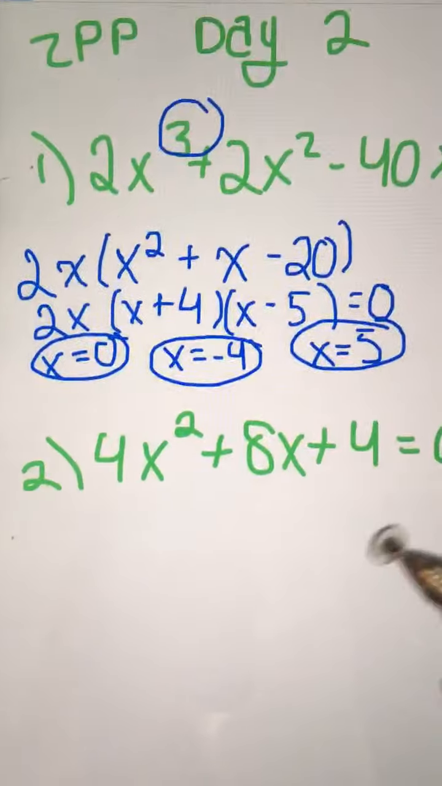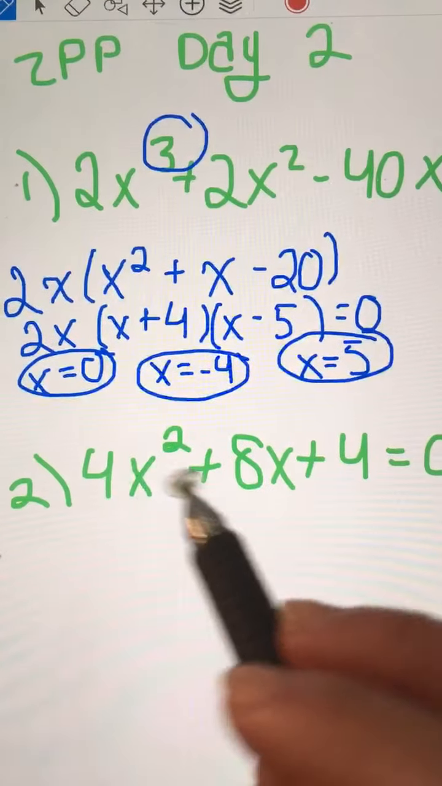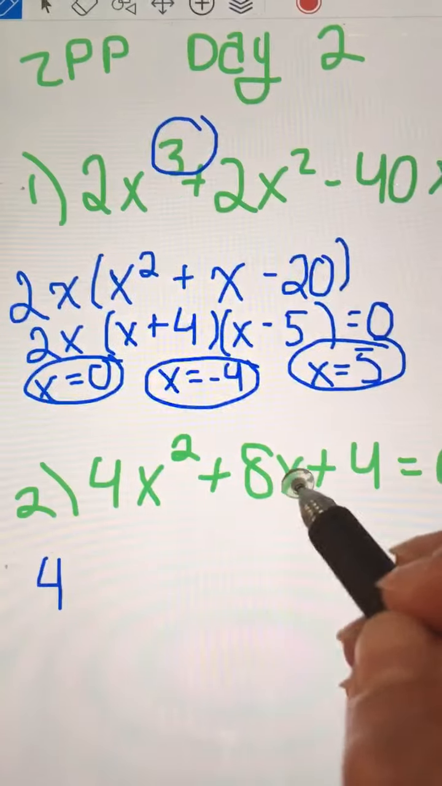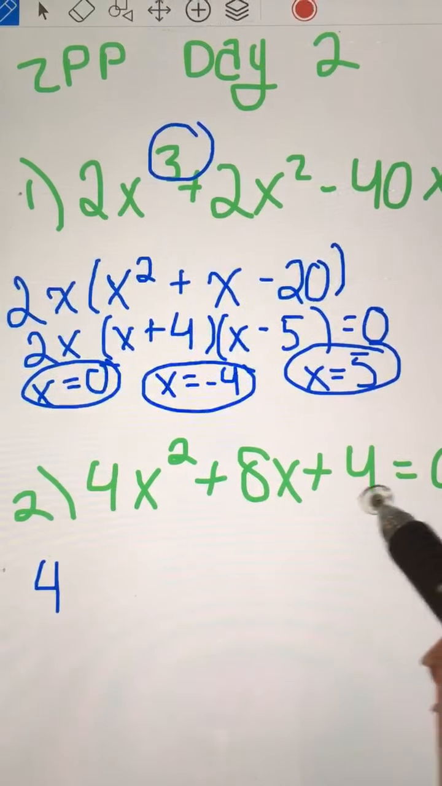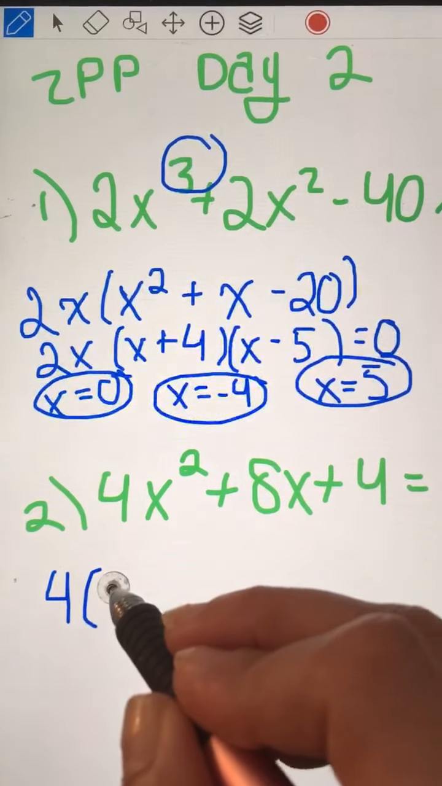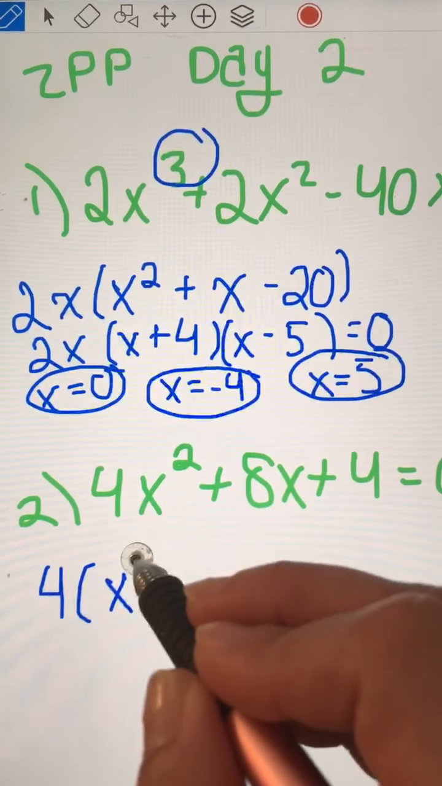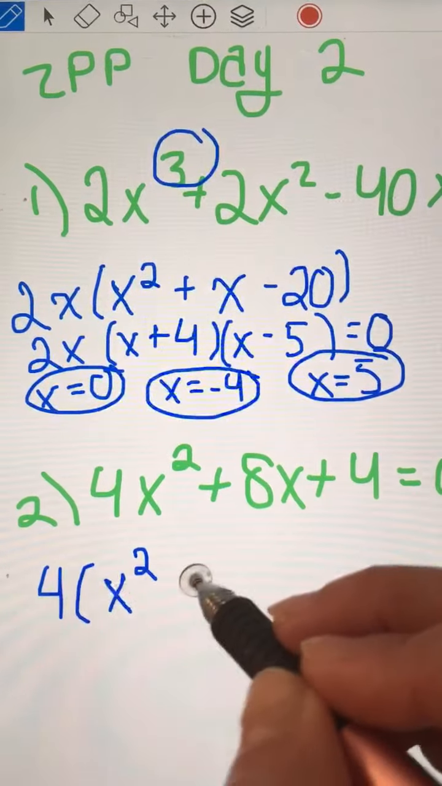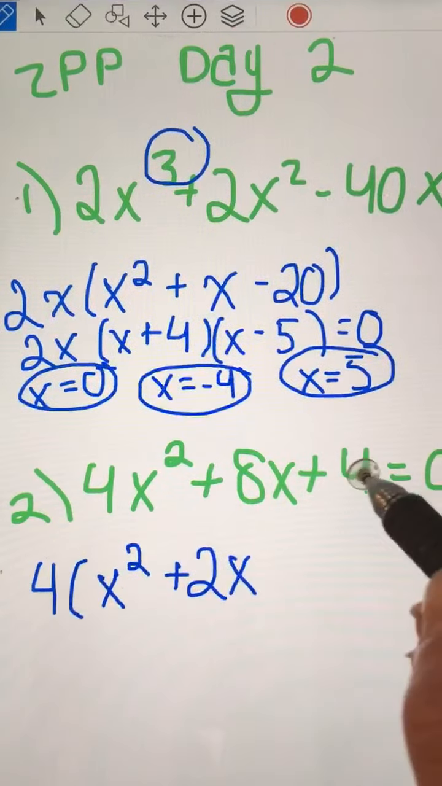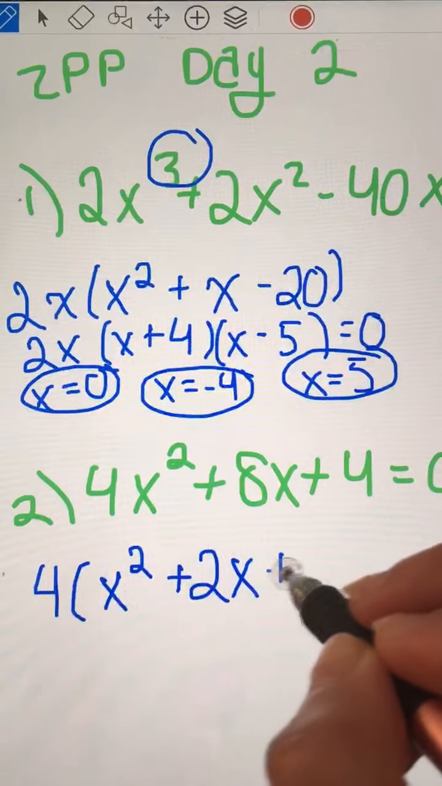And then the second one, again, we have a GCF. Looks like they're all divisible by 4. But we cannot pull out an x every time because see this last term here, it doesn't have an x. So we're just going to take a 4 out of everything. So 4 over 4 is 1. We're left with x squared. Positive 8 over 4 is positive 2. We still have an x with that one. And then 4 over 4 is 1.